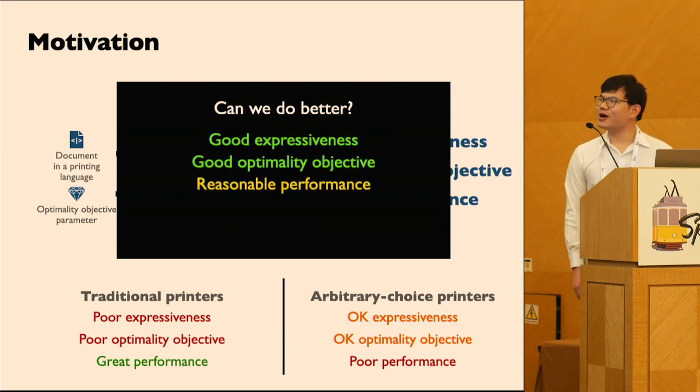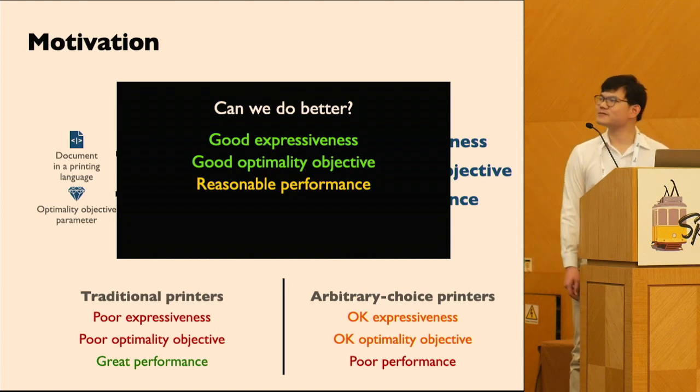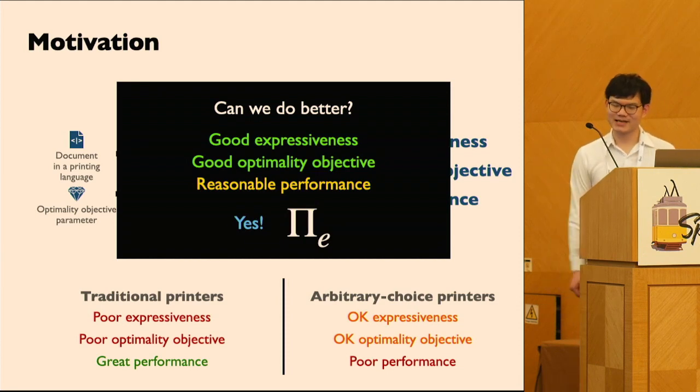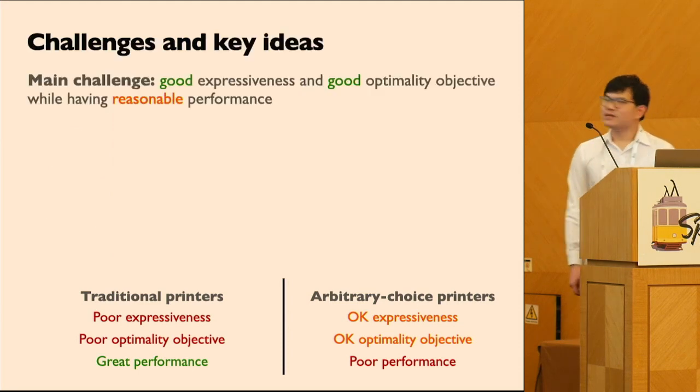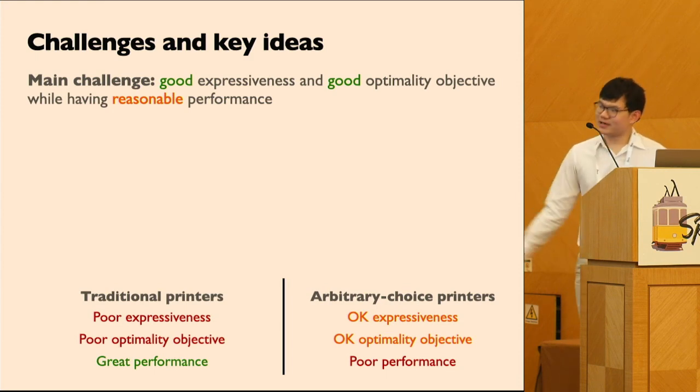In particular, I want something like this. I want a printer that has good expressiveness, has a good optimality objective, and ideally, I want good performance as well. But if we cannot achieve that, then reasonable performance is the next best thing that I want. And just to give you a hint, yes, that is our pretty printer, PyE, that we'll talk about today. The main challenge, of course, is that there is tension between the expressiveness, optimality objective, and performance. And so how can we make it work? Well, let's try to break it down.